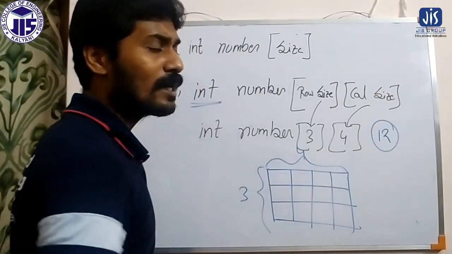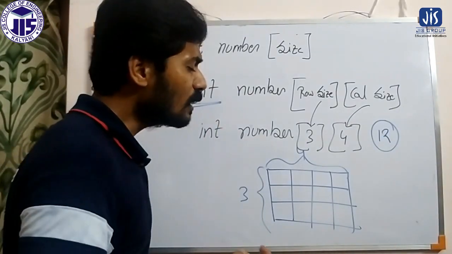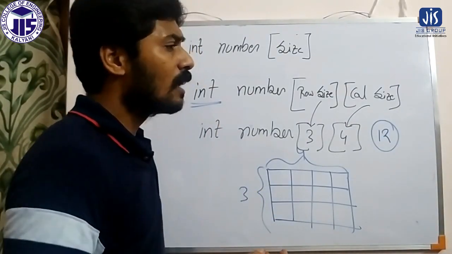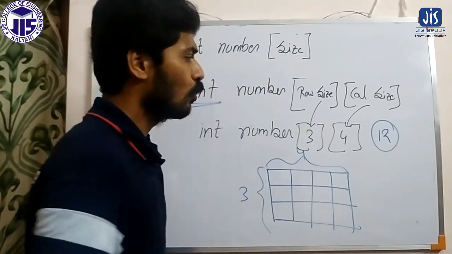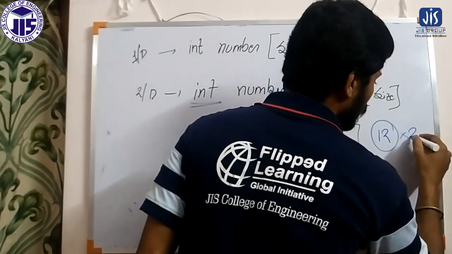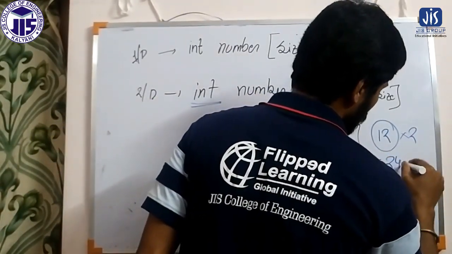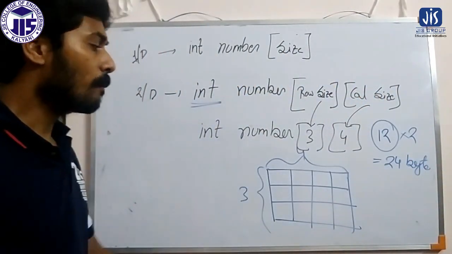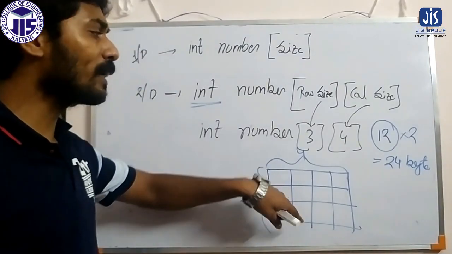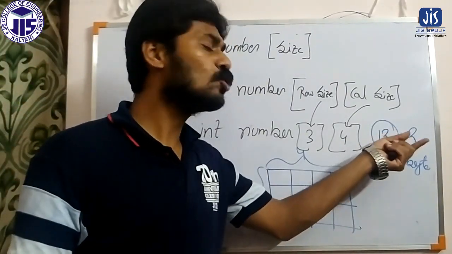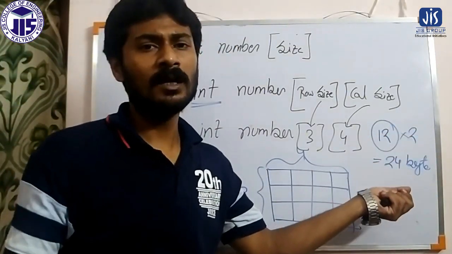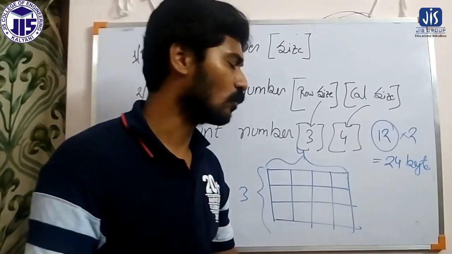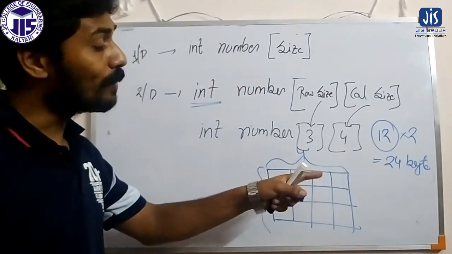Now it is integer, so if I consider a 32-bit computer, then the size of an integer will be 2 bytes. So it will be 24 bytes, right? Because a maximum of 12 elements can be stored and each element is 2 bytes, so the maximum will be 24 bytes. That's very simple to calculate. So in that way we can find out.